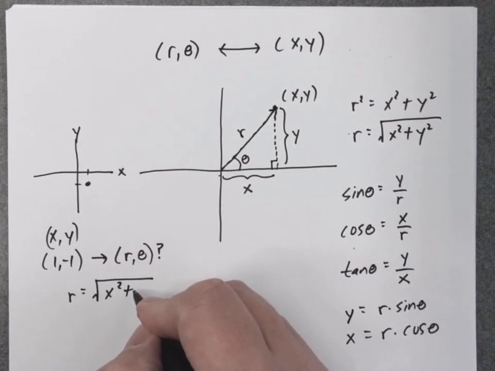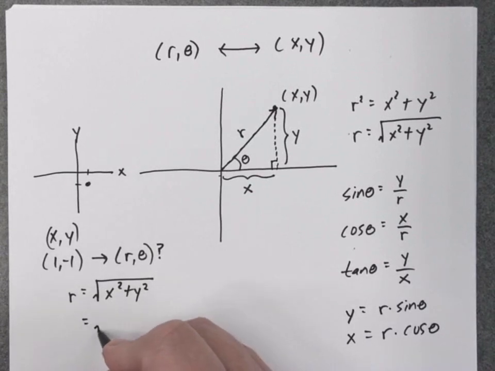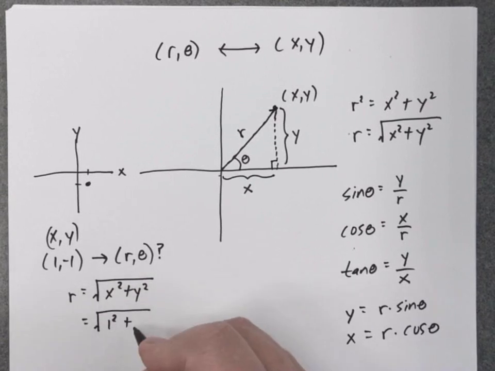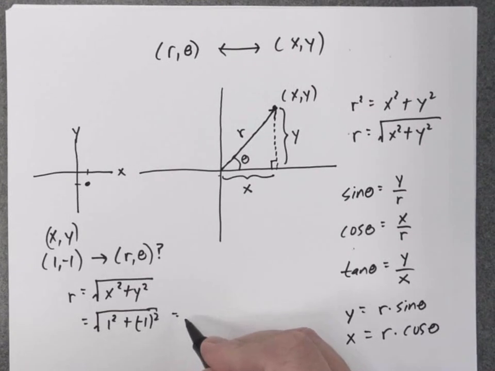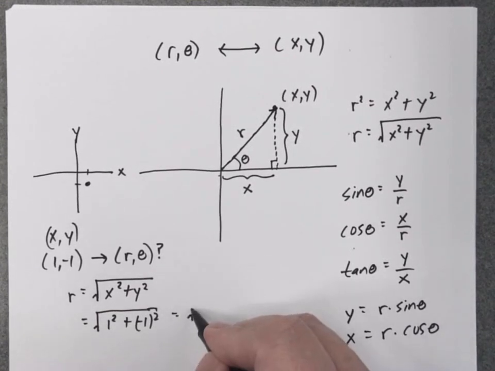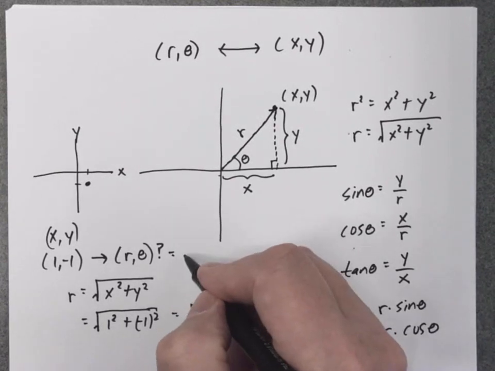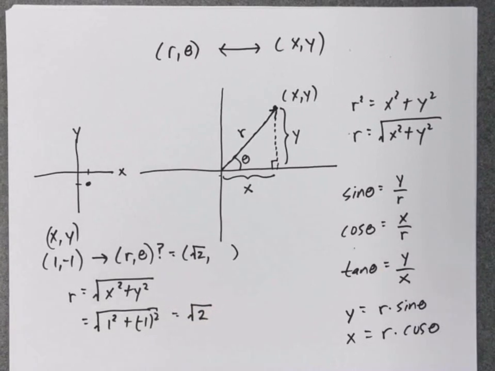So anyways, this equation: r equals the square root of x squared plus y squared. So for r's, x is 1, 1 squared, y is -1. 1 plus -1 squared is 1, so 1 plus 1 is 2. So it turns out r is square root of 2. So I've already found the r of my polar coordinate. So now, let's find theta.